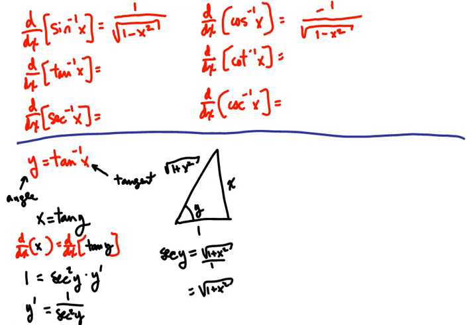So the secant of y is the square root of 1 plus x squared. And what we want now, though, is the secant of y squared, and that would just be 1 plus x squared. So in the end, y prime, or the derivative of tangent inverse of x with respect to x, is 1 over 1 plus x squared. And its cofunction, sorry, that is the derivative of cotangent inverse of x, would just be negative 1 over 1 plus x squared.